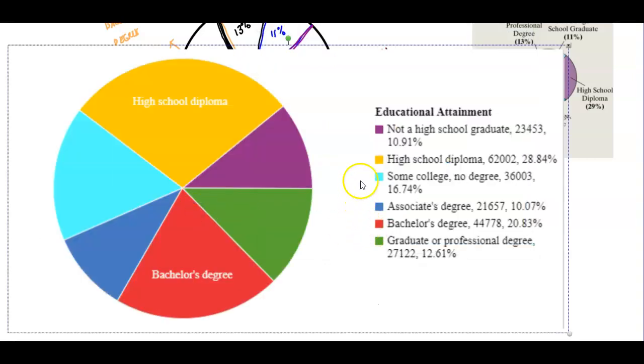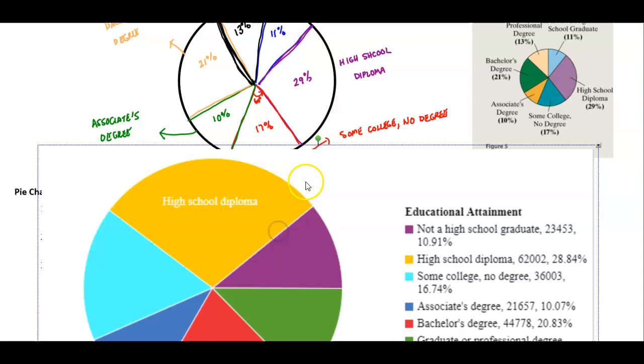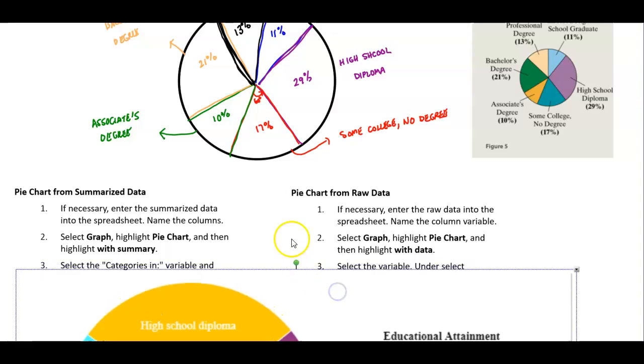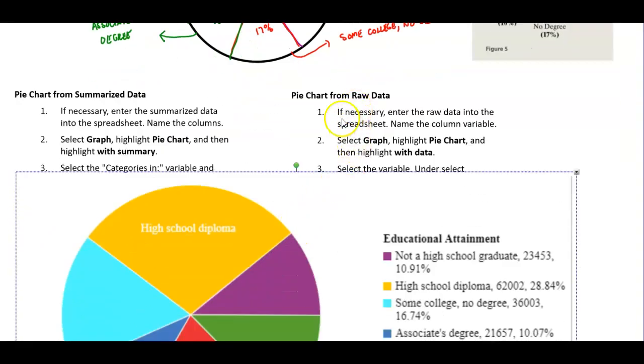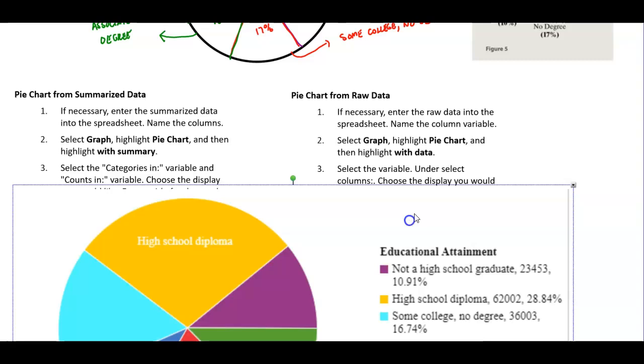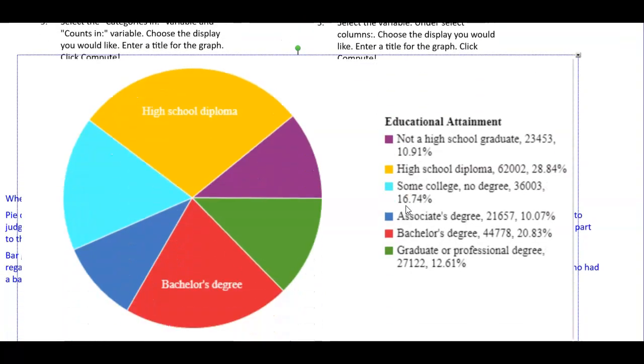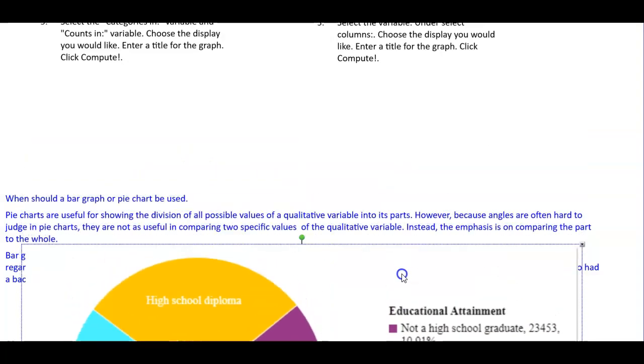Okay, so this is the information that we got from StatCrunch. Now again, we don't have the raw data because that's everything. So if we just had raw data, then you would use the raw data and use this information. So then you would go graph, highlight pie chart with the data, and then follow the same instructions. Okay, so now what we want to do is we want to go down to the next part here.